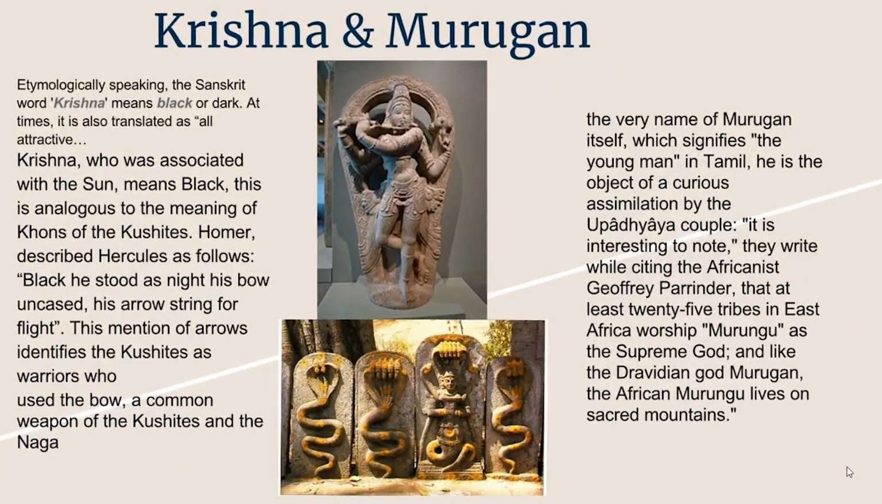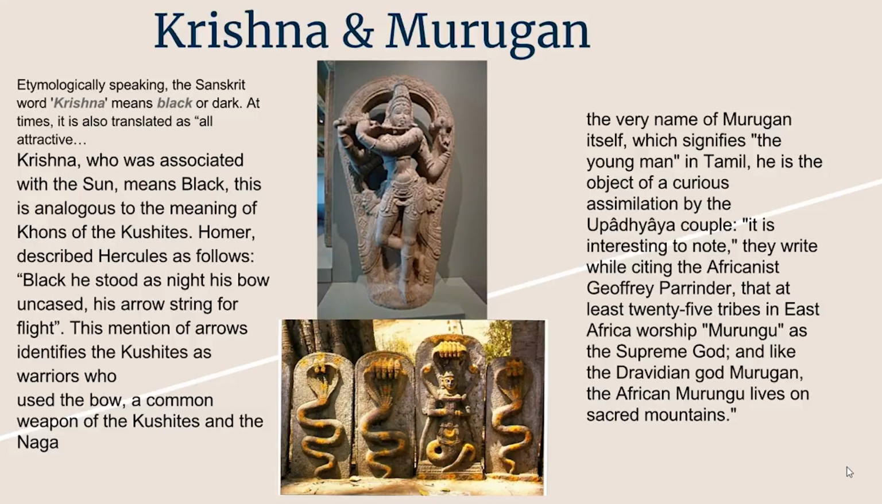So Krishna and Murugan. Etymologically speaking, the Sanskrit word Krishna means black or dark. At times, it is also translated as attractive or beautiful. Krishna, who was associated with the sun, means black. This is analogous to the meaning of Kush of the Kushites.